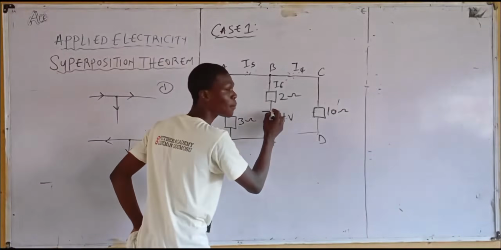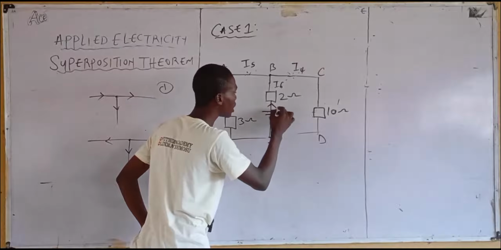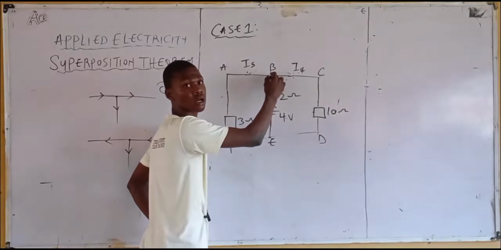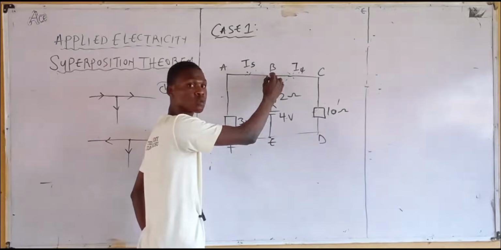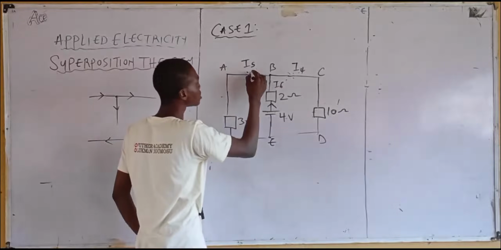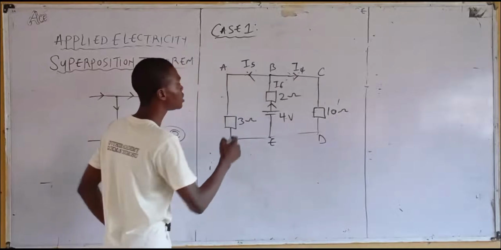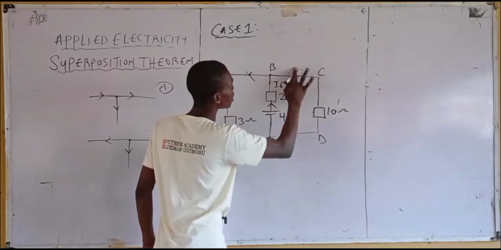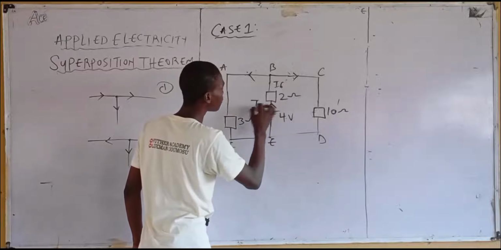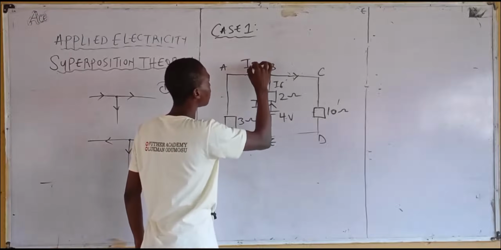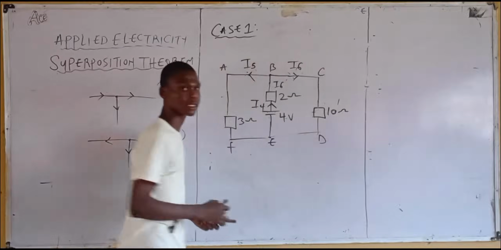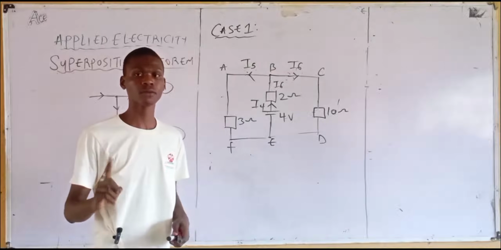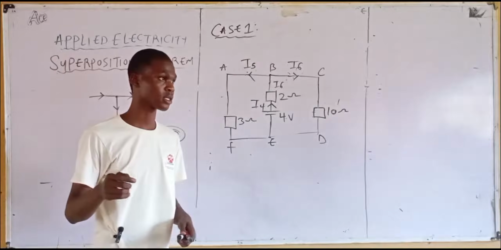Now, my source current starts from here, then gradually it will get to this node. On getting to this node, what will happen? It will split. By splitting, we have this. Let's denote this as I4, this as I5, and this as I6. Can you now see the difference? Yes. So let's take note of that.